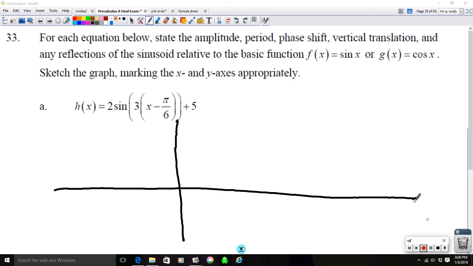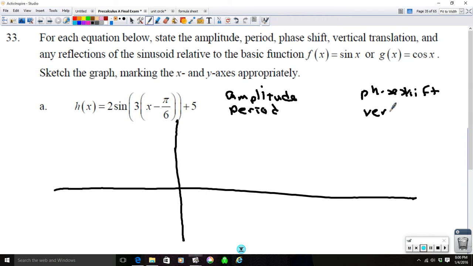Okay, so these problems are graphing problems. So we're going to be looking at these in terms of identifying from each of these what the amplitude is, what the period is, what the phase shift is, and what the vertical shift is, because they are all related to this equation. And then we're going to just do a quick rough sketch graph of it based on that information.